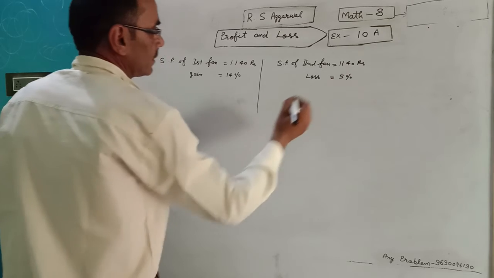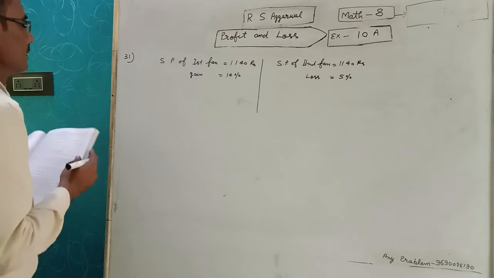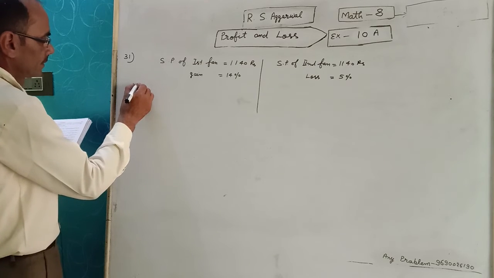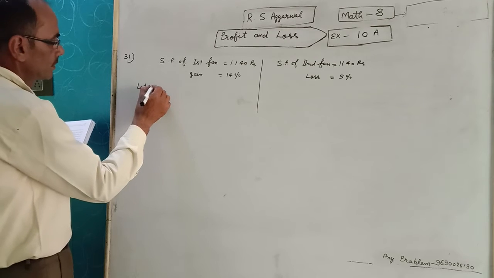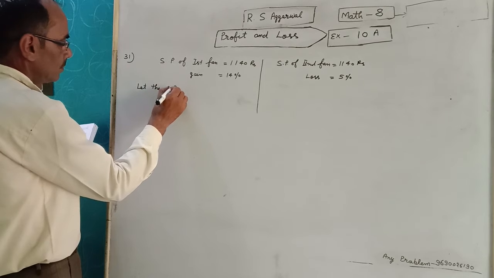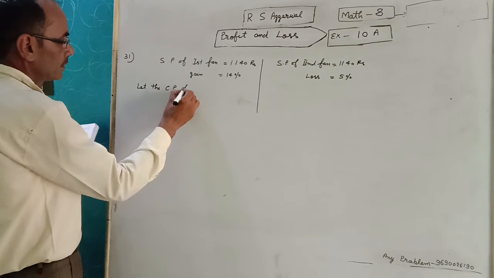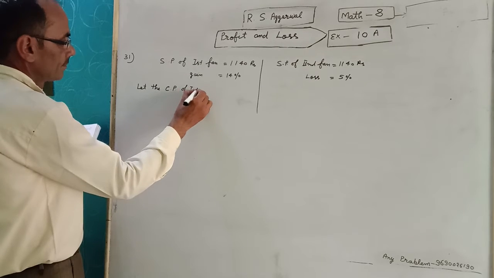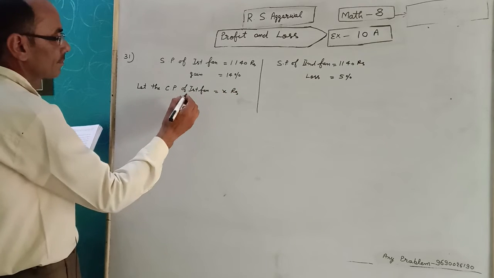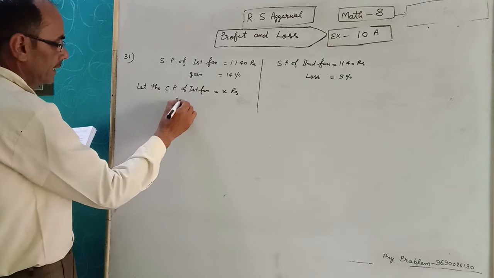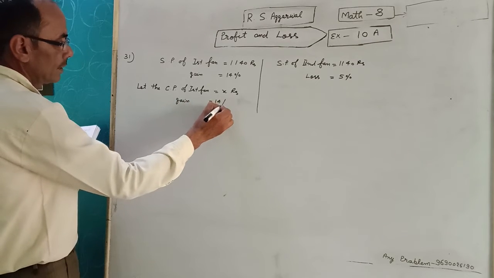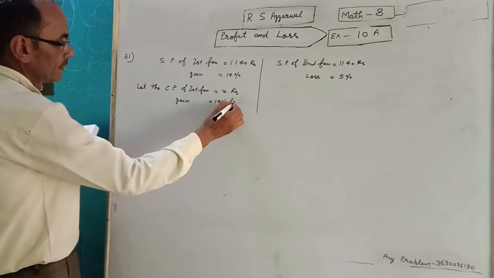At first, we find the CP of both fans. At first, let the CP of first fan be X rupees. Gain is equal to 14% of X.